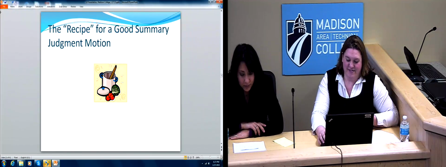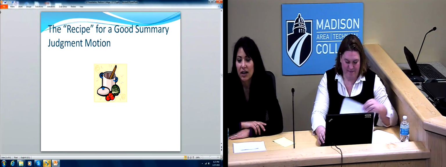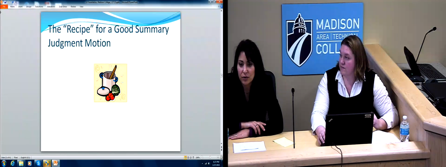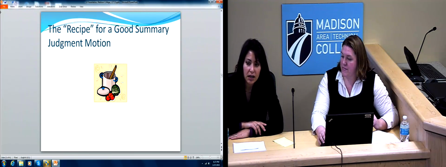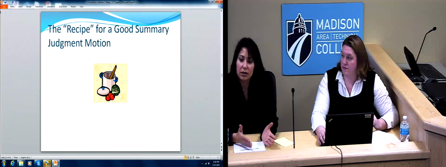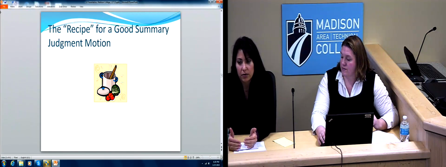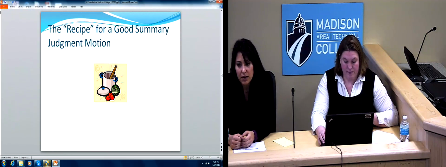So, a recipe for a summary judgment motion. Now we're going to transition our talk a little bit into what you need for a good summary judgment motion. Before we were talking a lot about the more intellectual components, and now we're going to talk about the nuts and bolts. Does anybody have any questions about anything we've talked about so far?